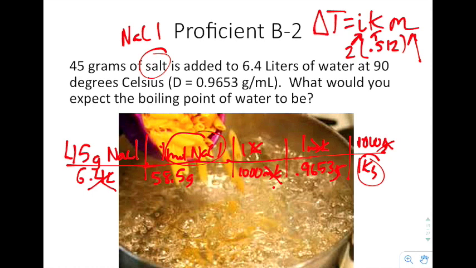If you were to take this and multiply it out, you get a number of about 0.125. So that right there is the molality of this particular substance. So we have the van 't Hoff factor, the constant, and the molality. So you take 2 times 0.512 times 0.125, and you get a very, very small boiling point elevation of about 0.128, which means that the boiling point of this solution would be about 100.128.